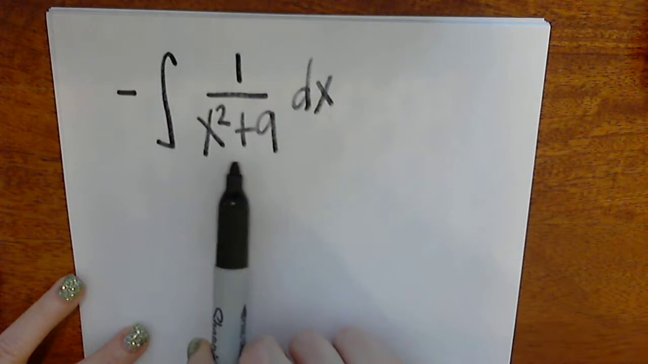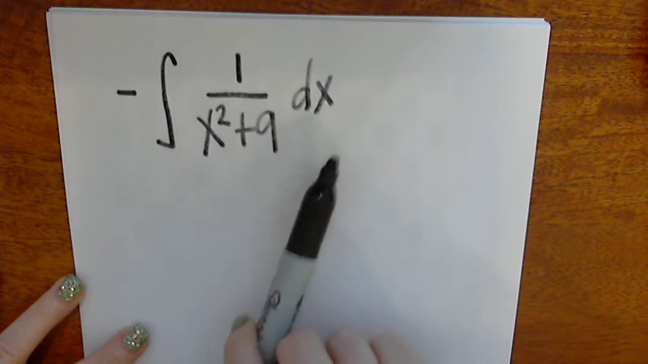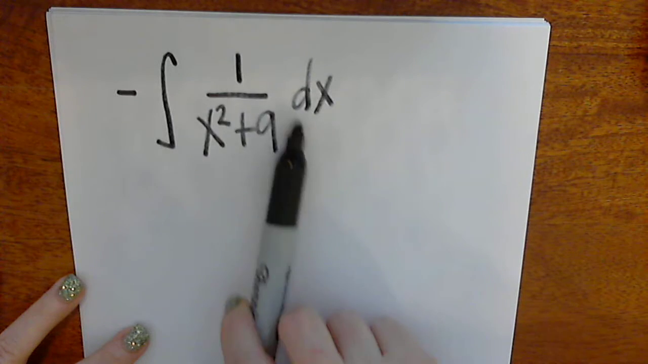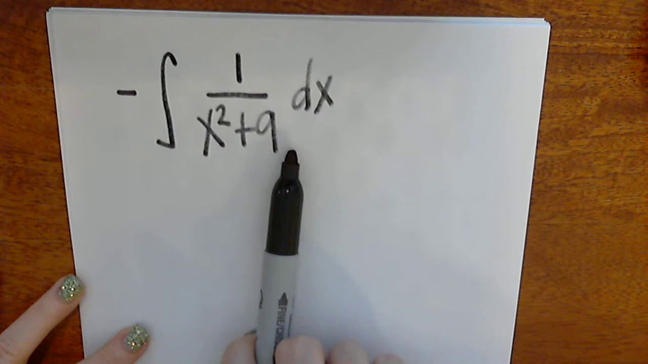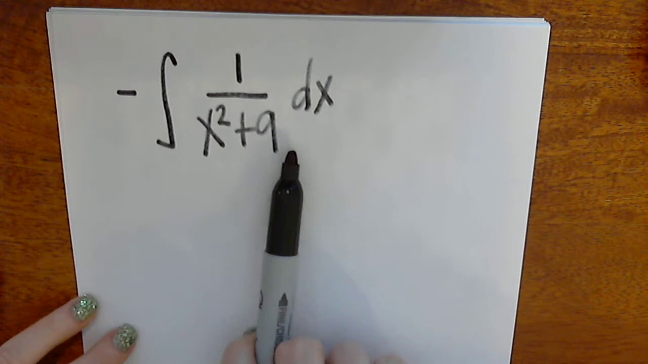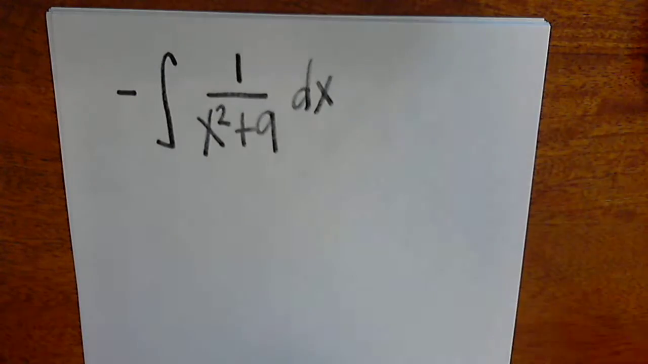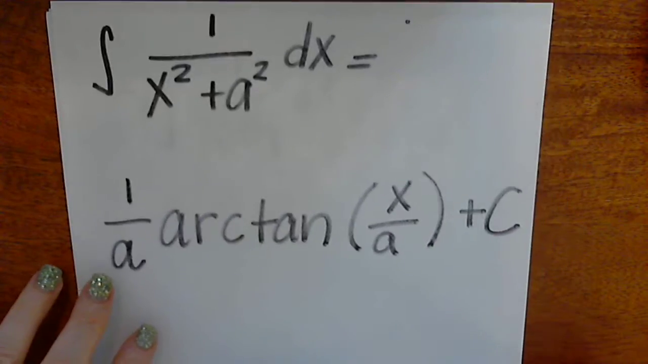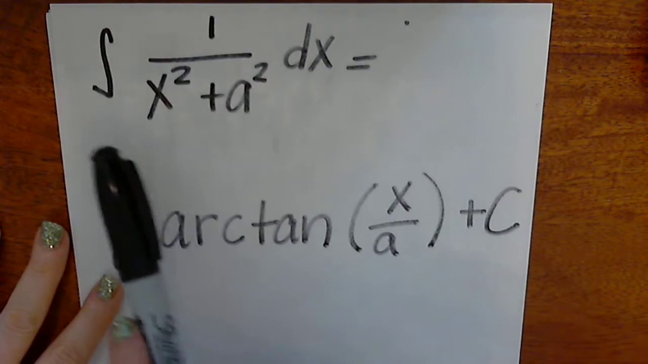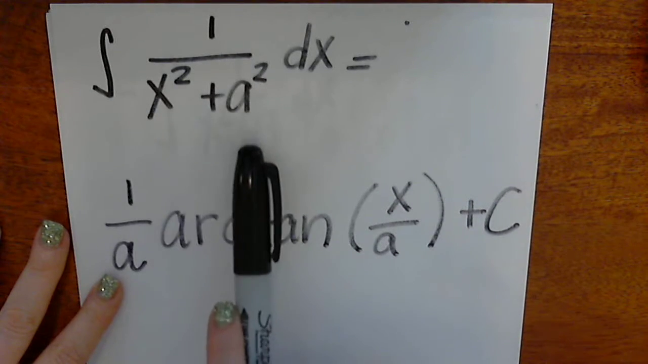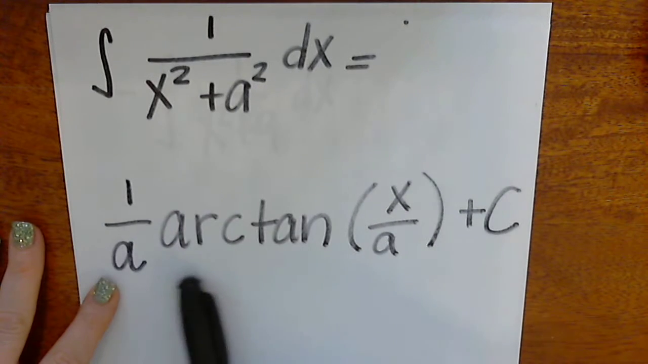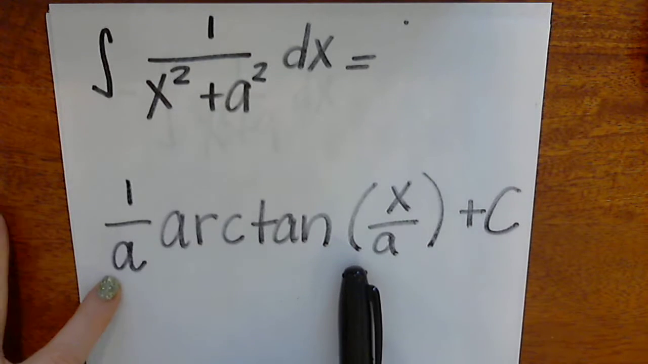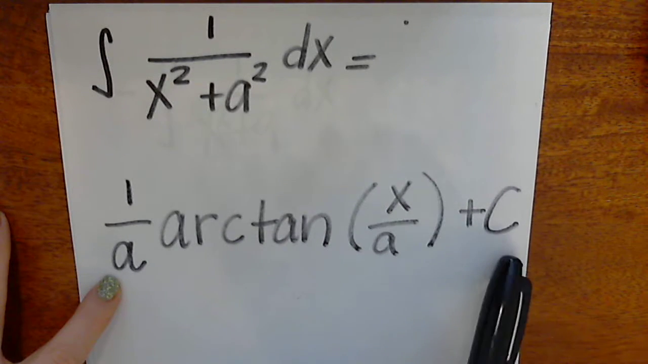What I want you to also recognize is if you have a rational function, in other words, a fraction with x in it, and you have two squares on bottom, I want you to think arctan. This is going to be the arctan formula. So this is as it's written, so it's the integral of 1 over x squared plus a squared dx, a is any number, is 1 over a arctan, which is the same thing as inverse tan, x over a plus c.